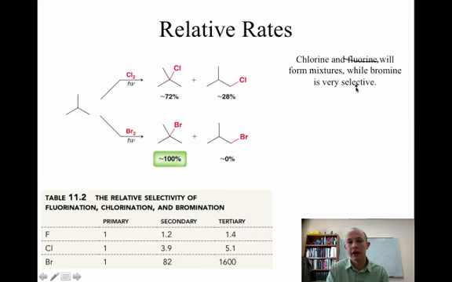We can ignore fluorine because it's too reactive. Bromine is very selective, so we're always going to predict that there's a single product from tertiary over primary. Bromine reacts 1,600 times faster with tertiary versus primary and 82 times faster secondary over primary. So there's much more selectivity in bromination than there is in chlorination or fluorination.